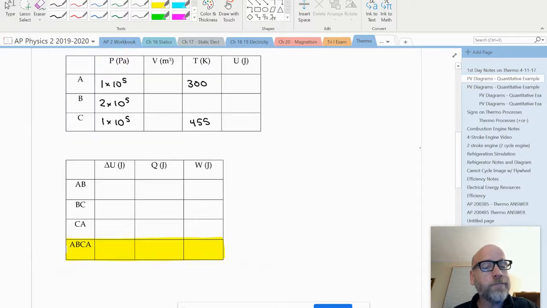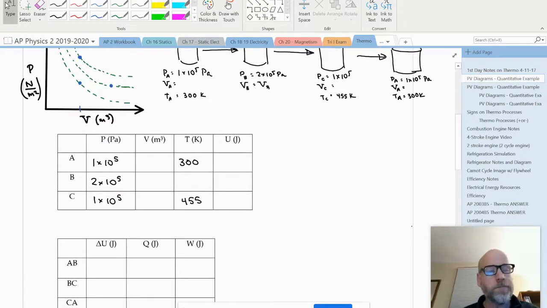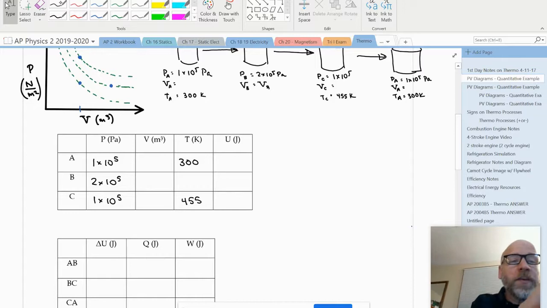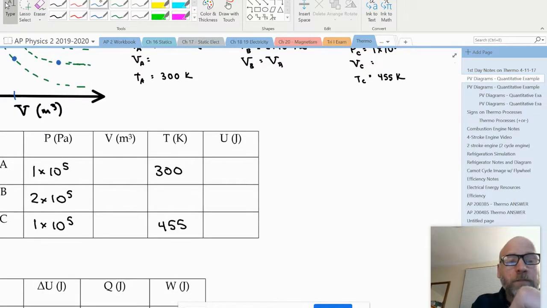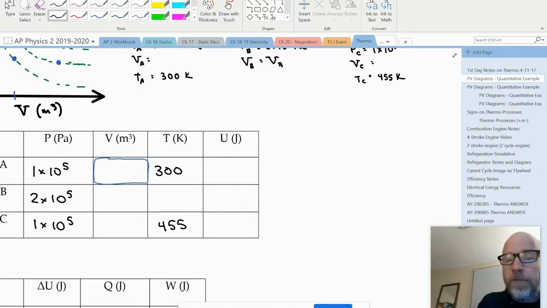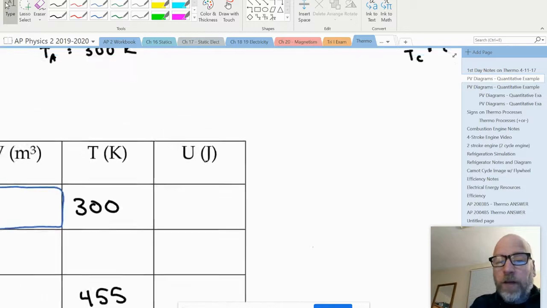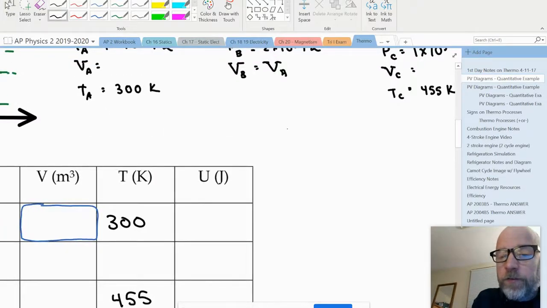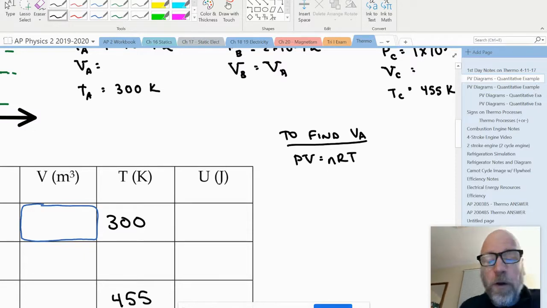Okay, so where to begin? Well, I know that the ideal gas law tells me that I can find the volume right here pretty easily using PV equals nRT. So to find VA, PV equals nRT.